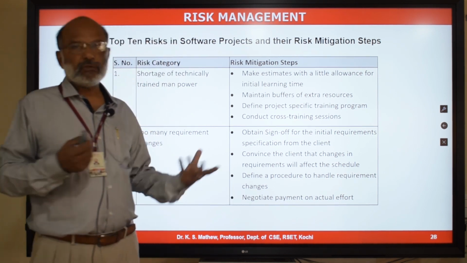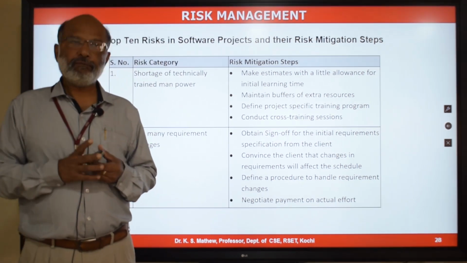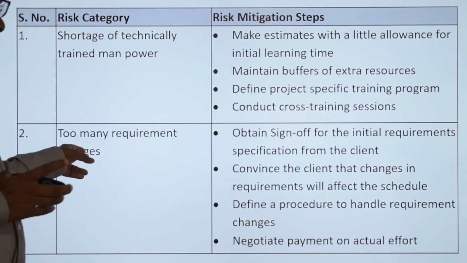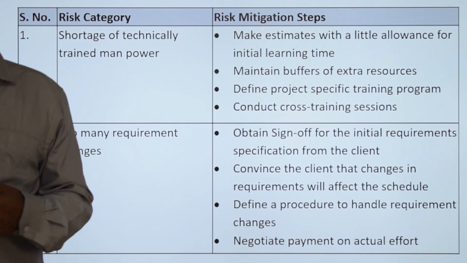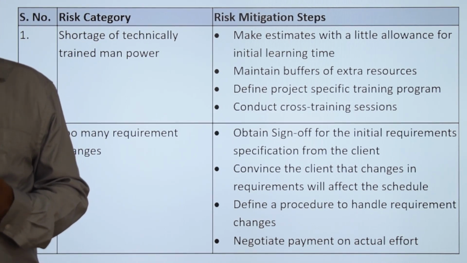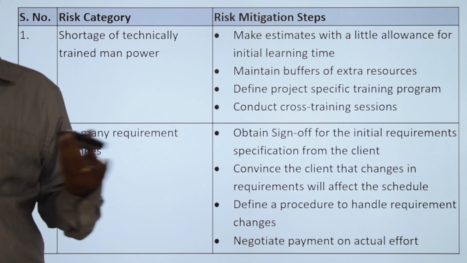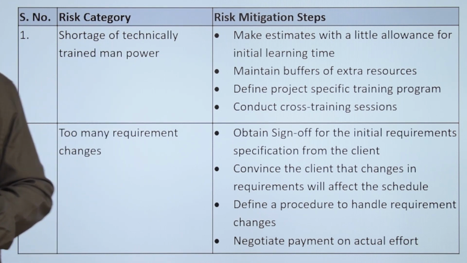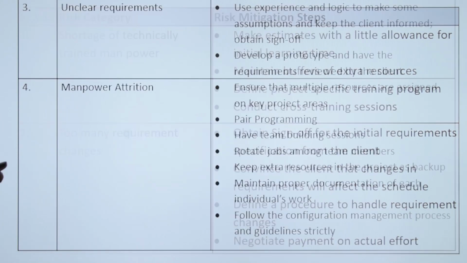Negotiate payment on actual effort. You can also have a contract on time and material basis in order to avoid or mitigate this requirement changes. When there is a contract based on time and material, the customer has to pay on actual effort. So if the actual effort is going to increase, definitely they will try to reduce the requirement changes.